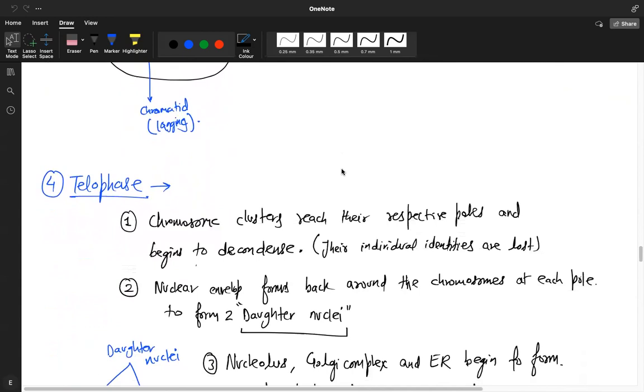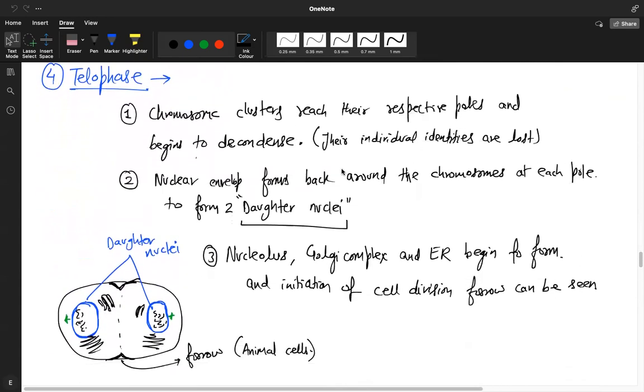Then we have telophase. In telophase, chromosome clusters reach their respective poles and begin to decondense, which means their individual identity is lost. You cannot see them any longer as chromosomes or chromatin threads. Then the nuclear envelope forms back around the chromosomes at each pole to form two daughter nuclei in one cell.